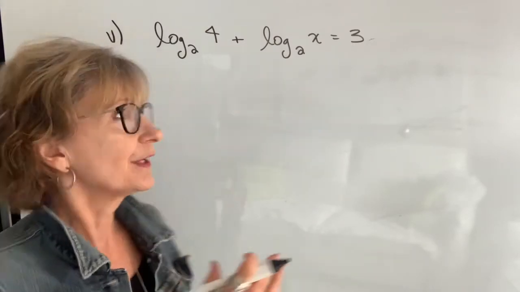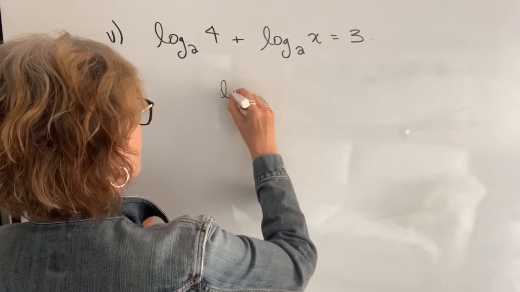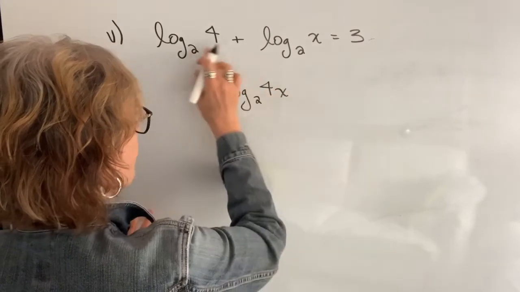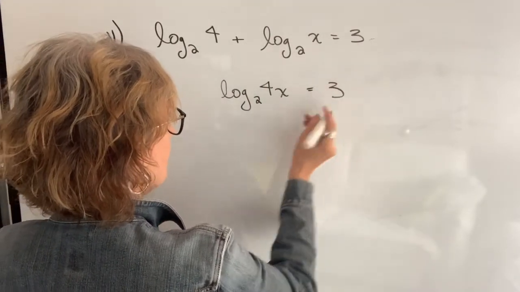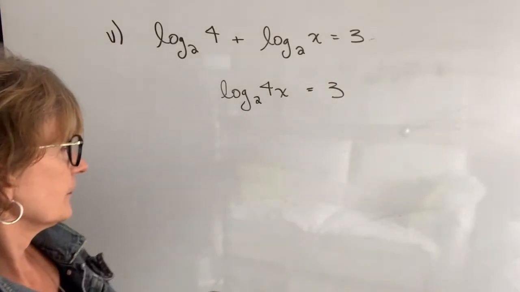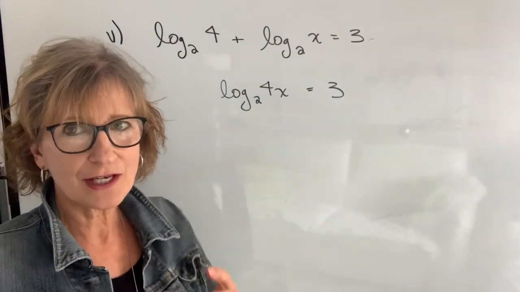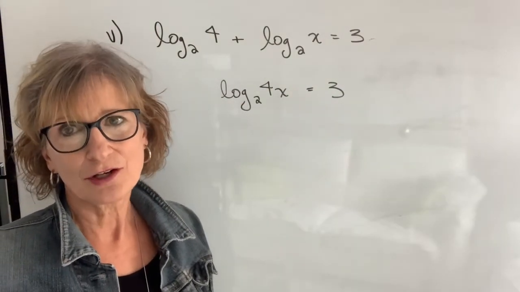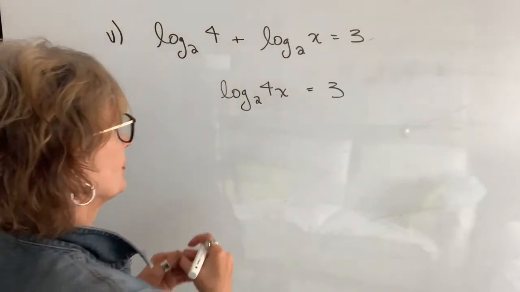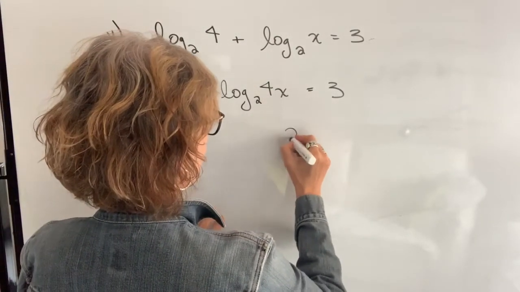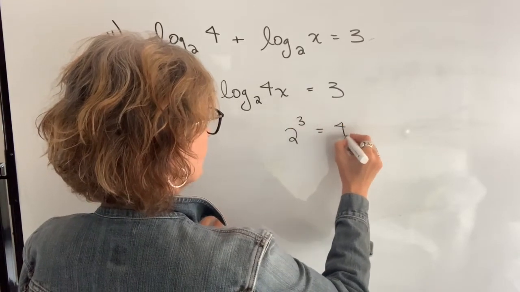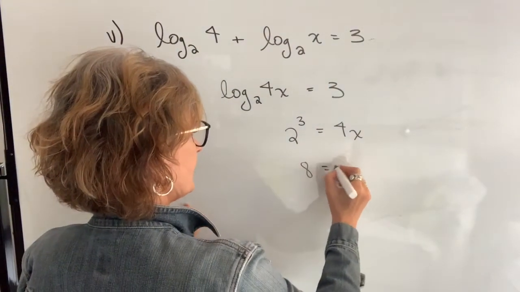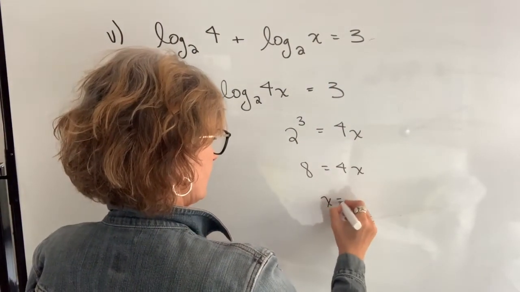So we learned how to combine these two terms. It will be multiplication, 4 times x, and I can do that because I have the same base. Now that I have the log terms combined, I just have the log of something equals something else. That's in log notation. I can express that in exponential notation. So my base is 2, my exponent is 3, that's equal to 4x. Now I can evaluate. 2 cubed is 8, so x is equal to 2.